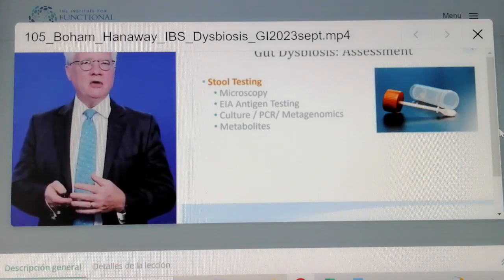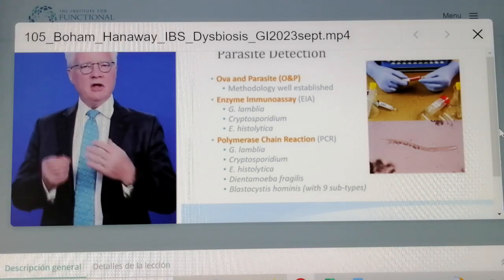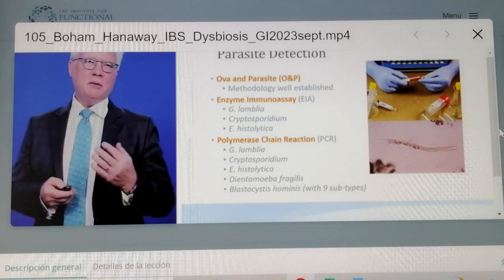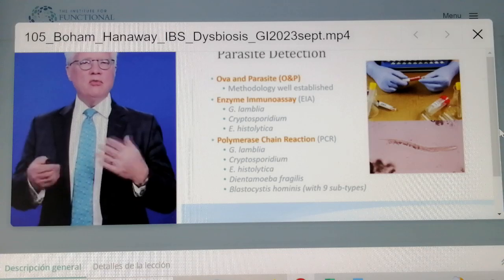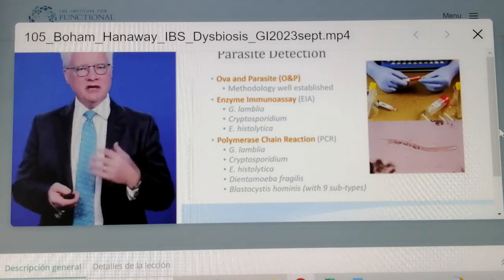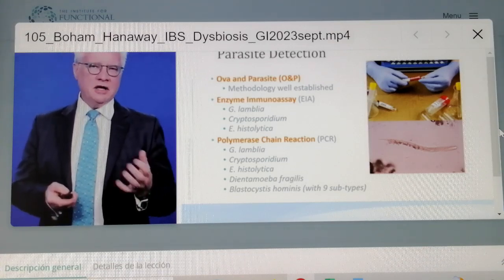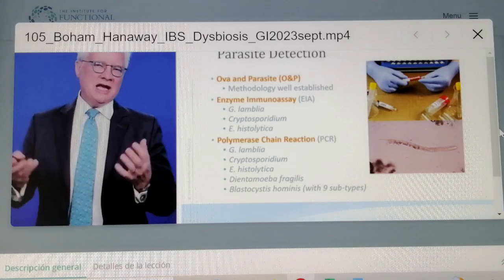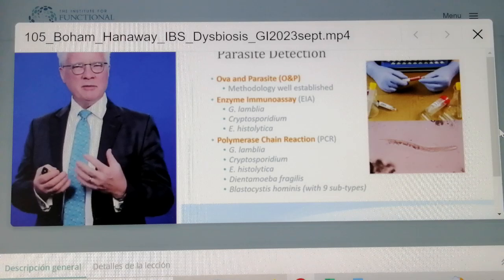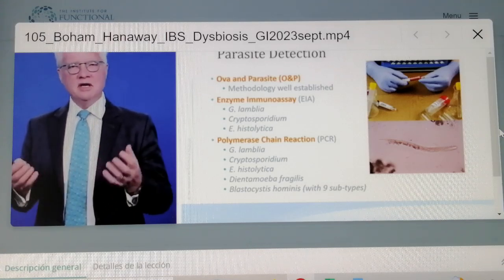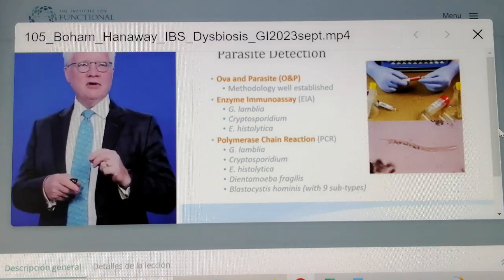We're going to start off with talking about stool testing and parasite detection. The ova and parasite methodology using microscopy has been tried and true for a long period of time. We're moving into an era where we now have enzyme-linked immunoassays for Giardia lamblia, for Cryptosporidium, and for Entamoeba histolytica. And those are simple tools that can be done. E. histolytica is present in about 0.5% of cases, Cryptosporidium in a little less than that, about 0.3% of cases, and Giardia, so-called beaver fever, in approximately 1% of the cases. So not very common.